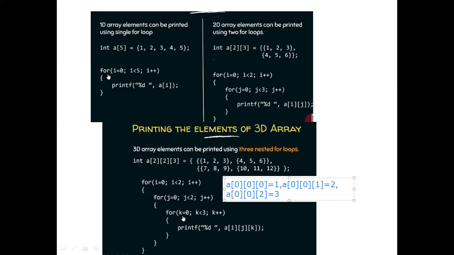The next part is A of 1, 0, 1, 1, 1, 2. In these 3 parts, what will be stored? 4, 5, 6 will be stored. Next part is A of 1, 0, 0. See here, I will just write it here so that you can understand.